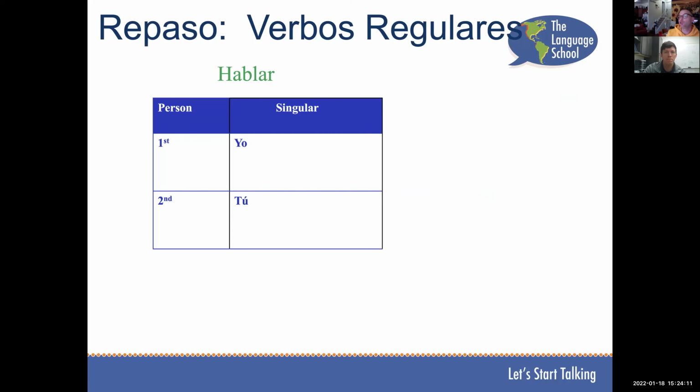Hablar significa to talk. ¿Cómo se dice I talk? Yo hablo. You talk. Tú hablas. Caminar. Yo camino. Tú caminas. Correr. Yo corro. Tú corres. Aprender. Yo aprendo. Tú aprendes.